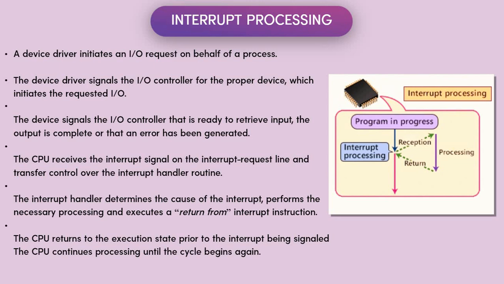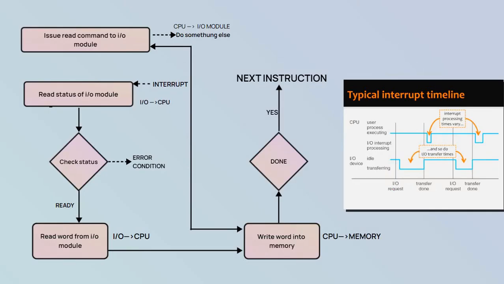Interrupt processing allows the system to efficiently handle events that require immediate attention without relying on the processor to continuously poll for device status. By using interrupts, the system can promptly respond to external events, improve overall system performance, and enable multitasking capabilities. This is how the interrupt processing occurs.